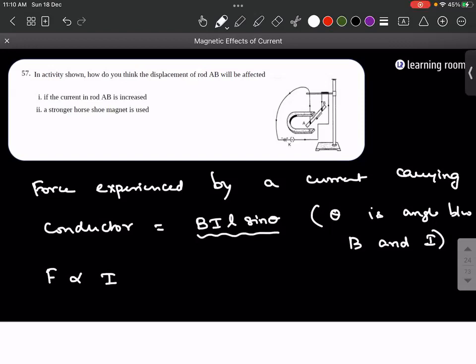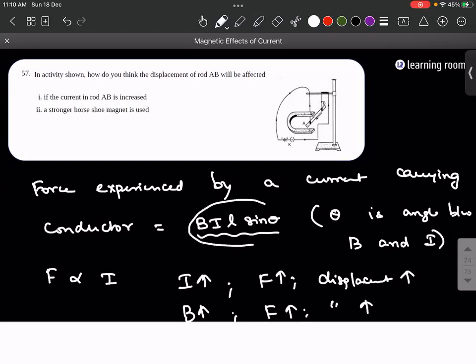If the current in the rod AB is increased, how do you think the displacement of AB will be affected? It will increase. If I is increased, F will increase. If F is increased, displacement will increase. Now, if I use a stronger horseshoe magnet, then what am I increasing? Same. So I'm increasing the value of B. When B is increased, F will increase. When F is increased, again displacement will increase. So you need not write this thing in the exam, okay?